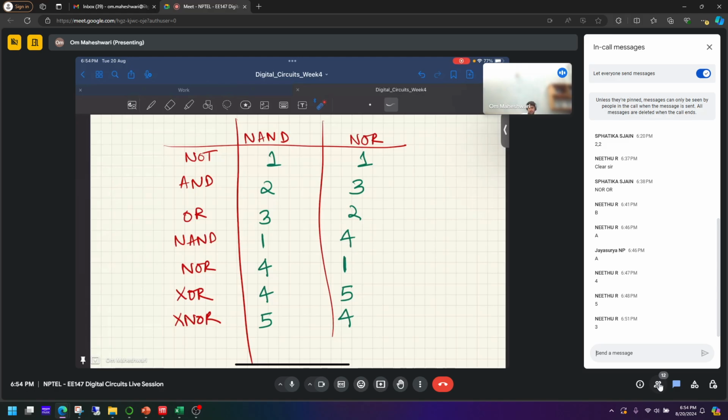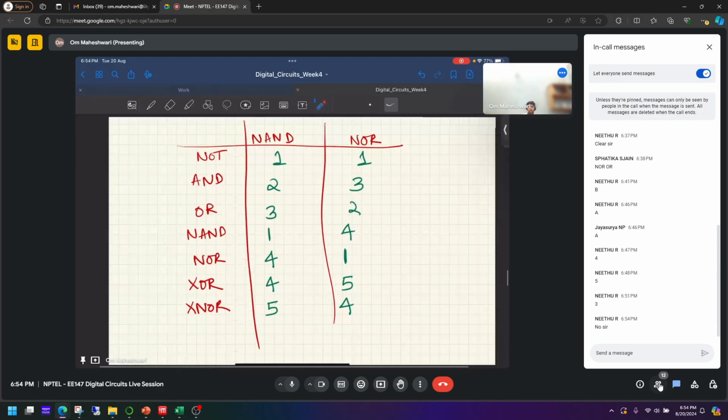Is there any doubt? Any doubt like why 4 are required, why 5 are required, or is the table clear to all? Okay, so let's move on then to the next question.